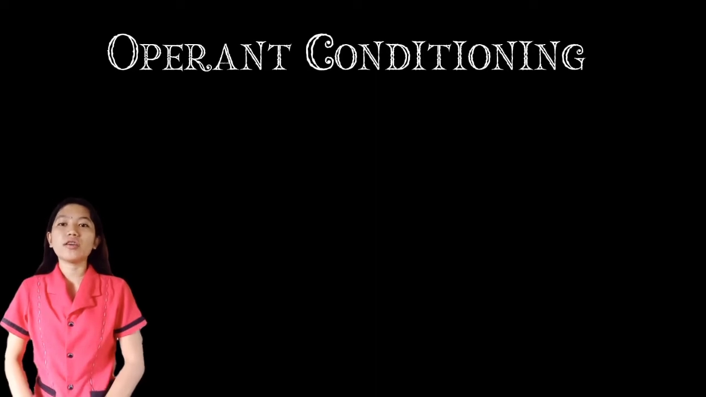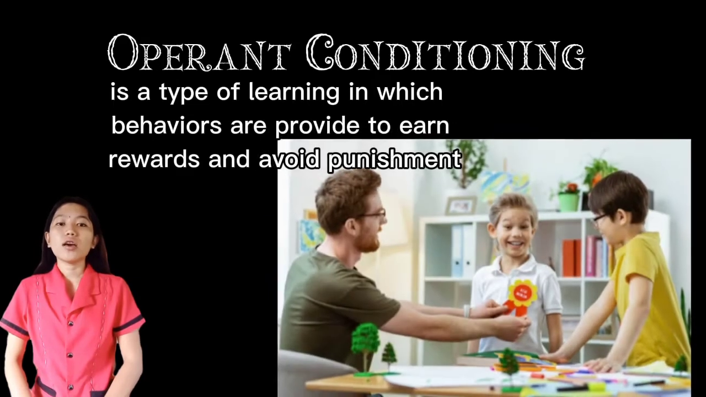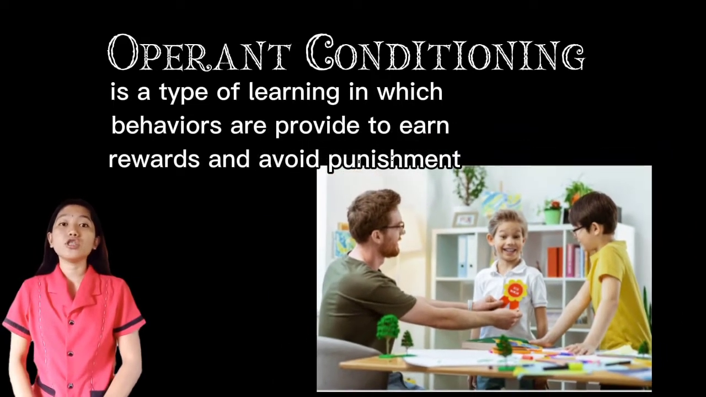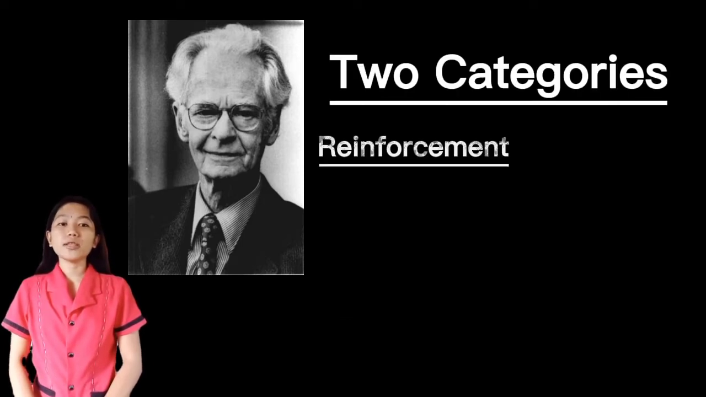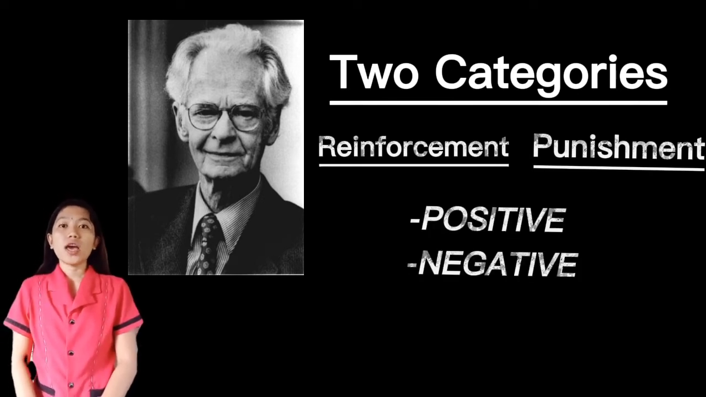Operant conditioning is a type of learning in which behaviors are performed to earn rewards and avoid punishment. If the learners do a good thing, they get a reward from the teacher. In Skinner's operant conditioning, there are two categories, reinforcement and punishment. Each category is divided into two, the positive and negative.